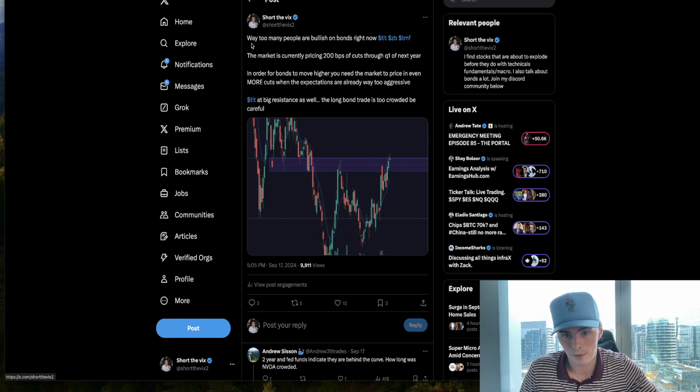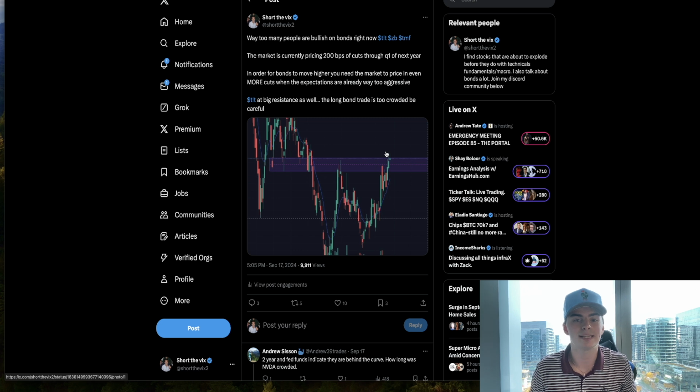TLT at big resistance as well. The long bond trade is too crowded. Be careful. This was the literal top. Now, why was I saying this? Well, obviously, as you can see here, the market pricing in an aggressive amount of cuts when they don't actually need to, obviously, is a part of that thesis. And once we start to see that first cut, it's almost like a buy the rumor, sell the news event.